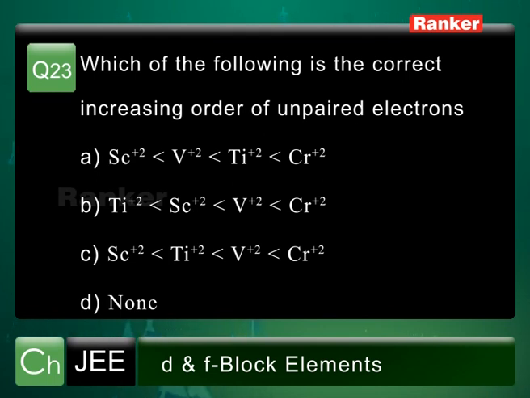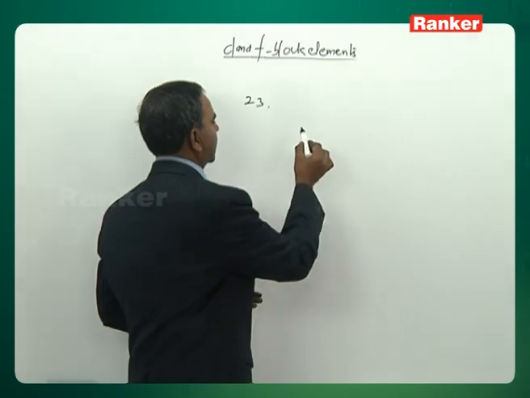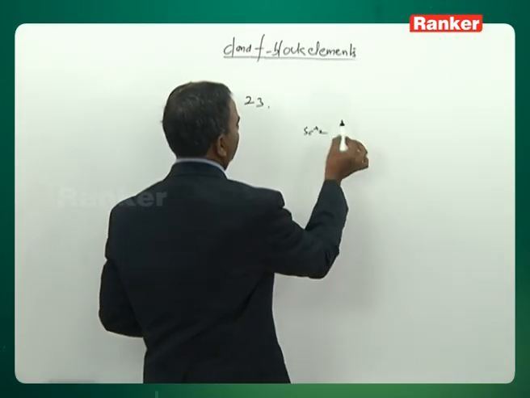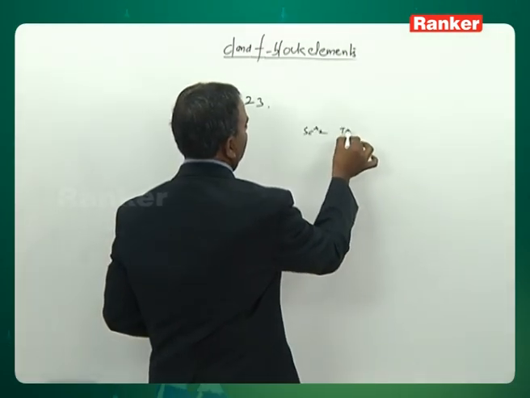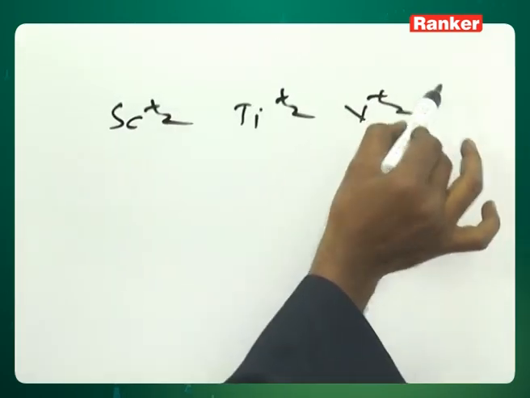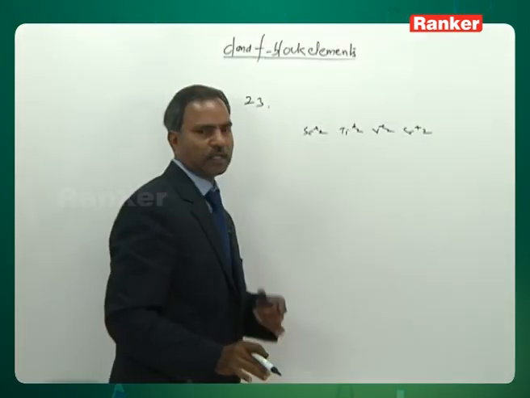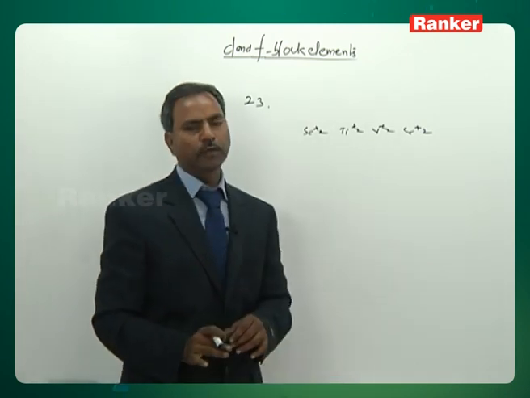What are given there? Scandium plus 2, vanadium plus 2, titanium plus 2, chromium plus 2. These are the 4 ions. What are given? Check it. Scandium plus 2 is given, titanium plus 2 is given, vanadium plus 2, chromium plus 2. These are the ions, no? All 4 ions are written on the board.